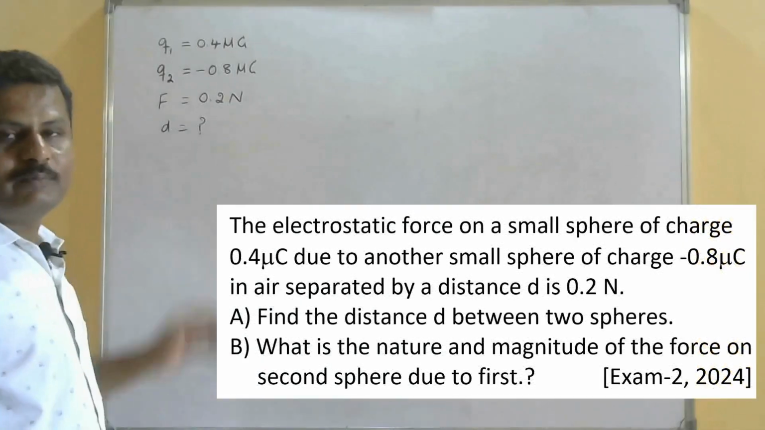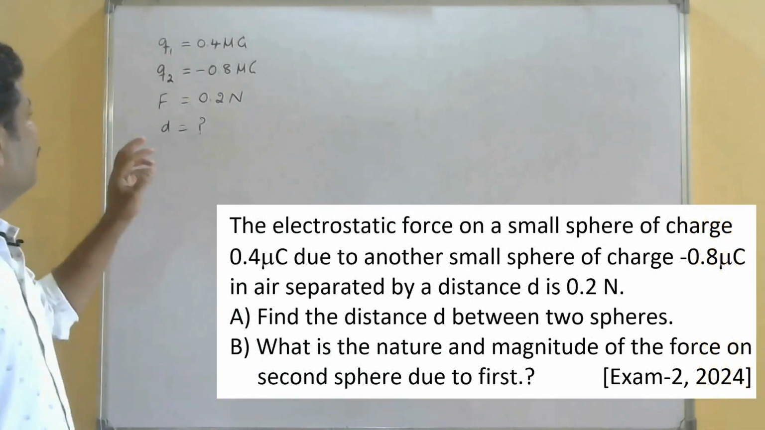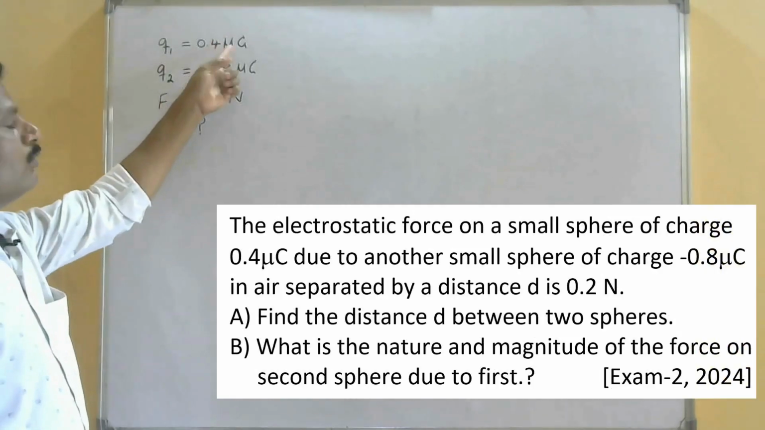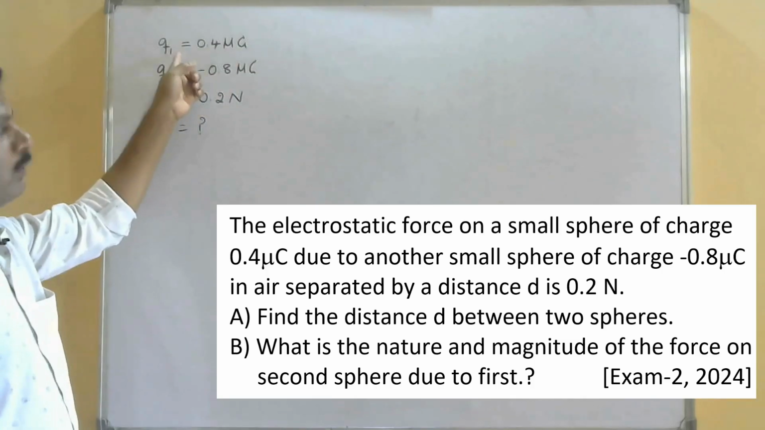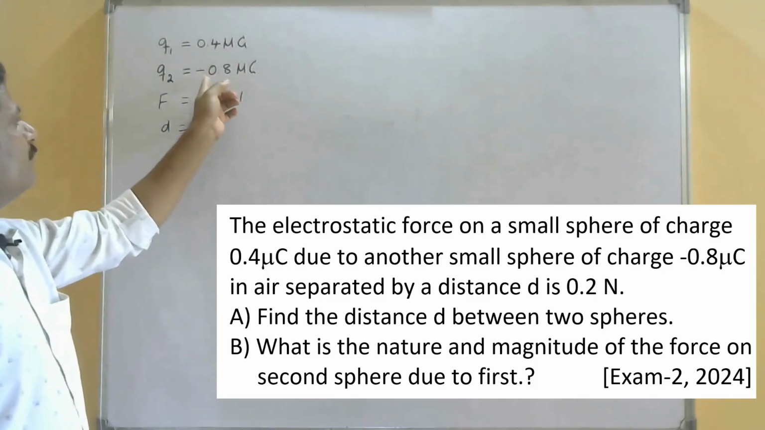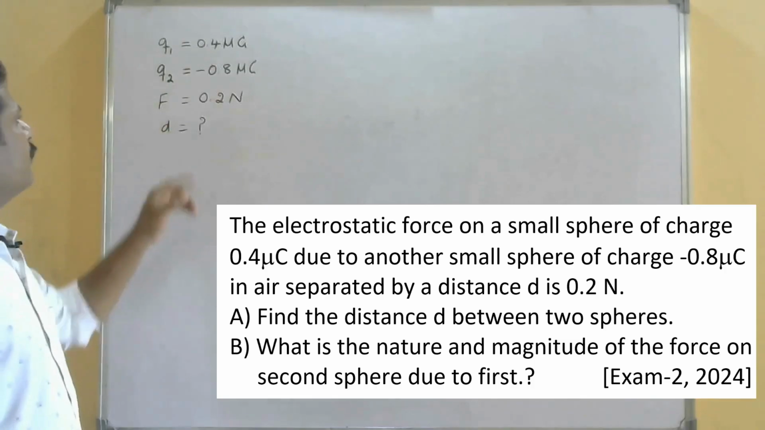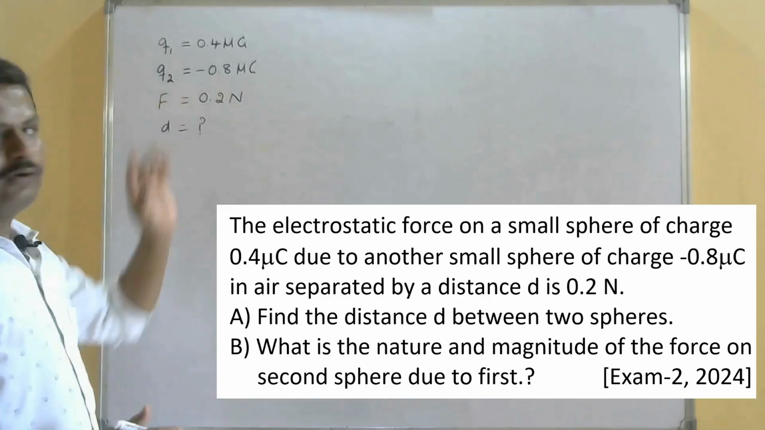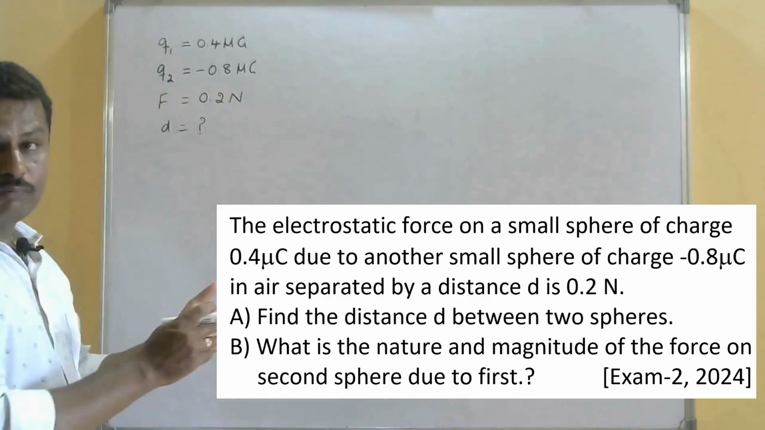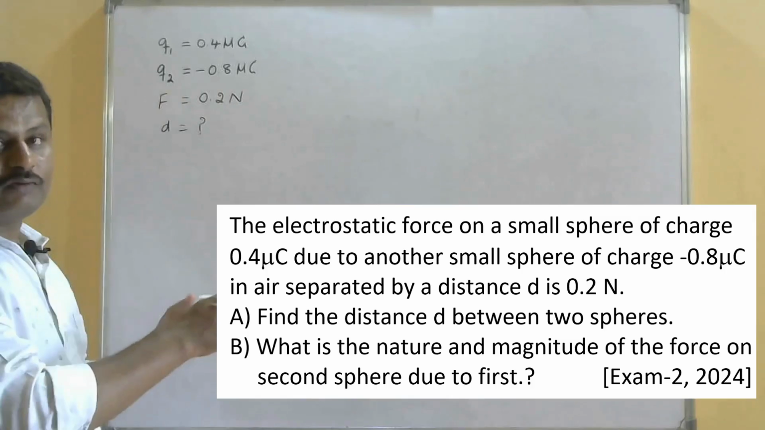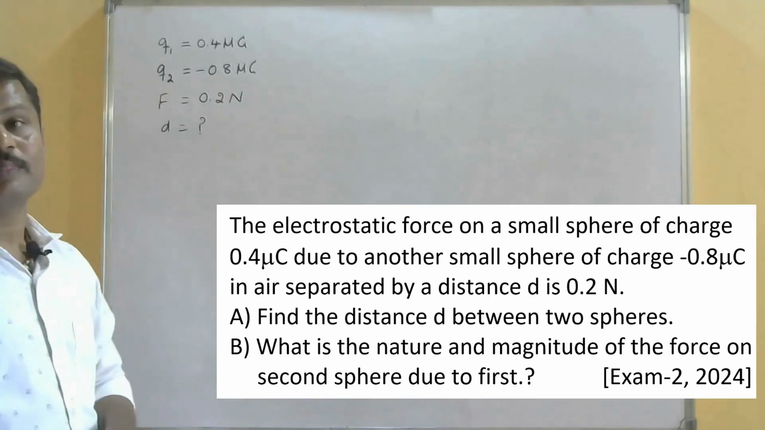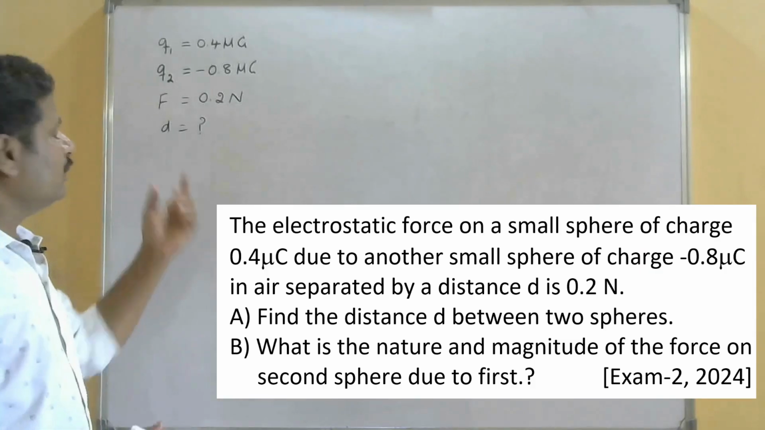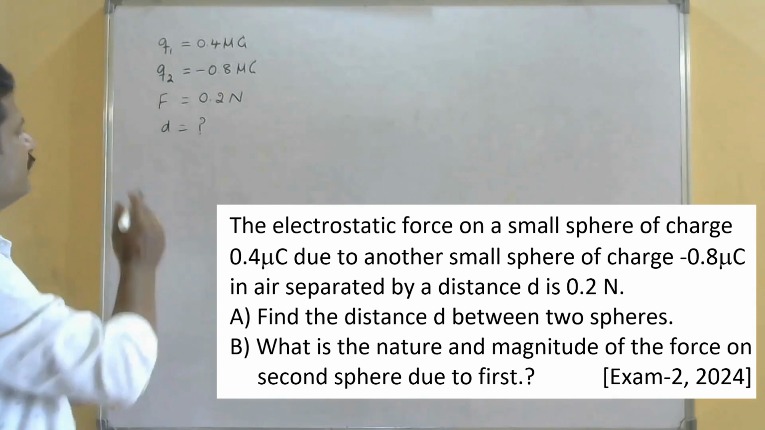So in this problem, we need to find out the distance between the two spheres. The one sphere having the charge 0.4 microcoulomb, I have taken that one as Q1, and another small sphere having the charge minus 0.8 microcoulomb, that one I have taken as Q2, and the force between them is 0.2 Newton. We also need to find out the nature of the force as well as the force on the second sphere due to the first sphere. So let me find out first the distance.